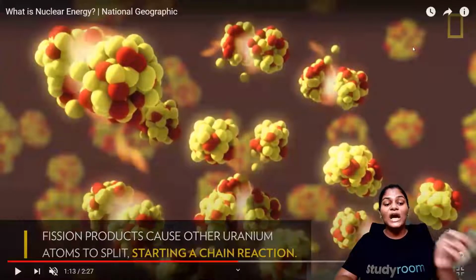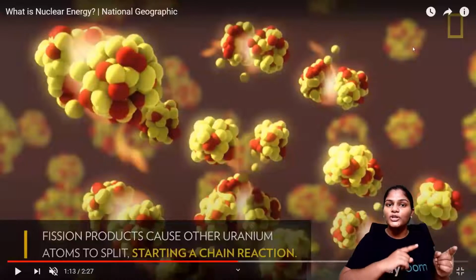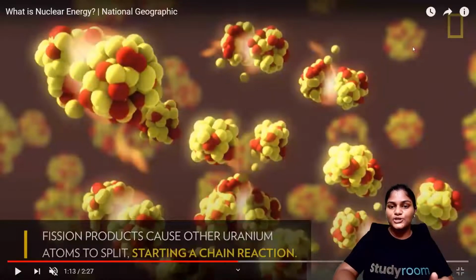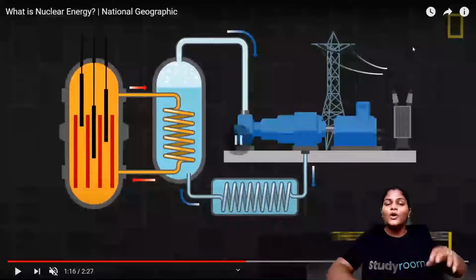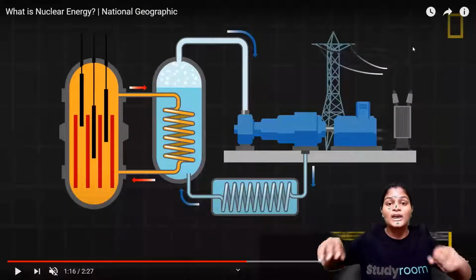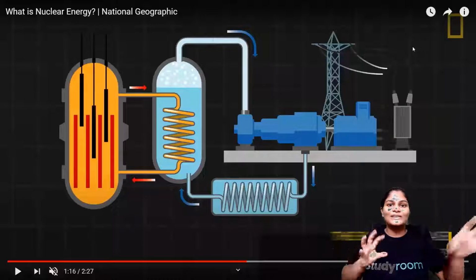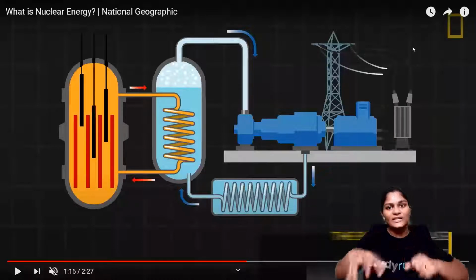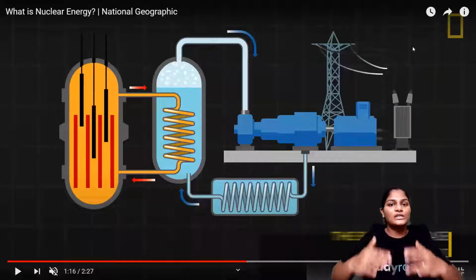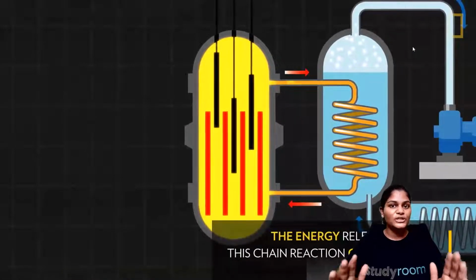Then fission products cause other uranium atoms to split, starting a chain reaction. If that wasn't clear to you, what I told you when I said that it is done in a chain reaction in a controlled way, this is the visual representation. So what is happening? One uranium atom or nucleus breaks apart into its products. Those products go and hit the other uranium atoms, then they break apart, and this process keeps on going like a chain. This breaks apart, hits this, breaks apart, hits this. So this keeps on going and energy is generated, but in a controlled way. Then it says the energy released from this chain reaction creates heat.